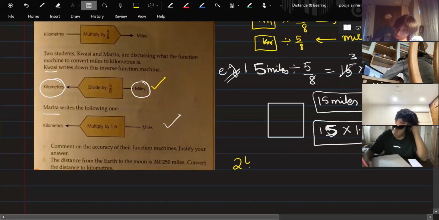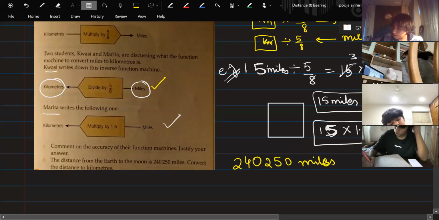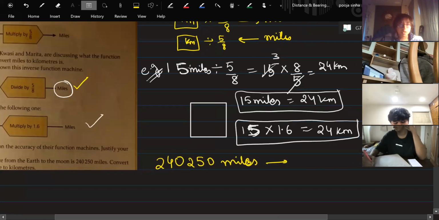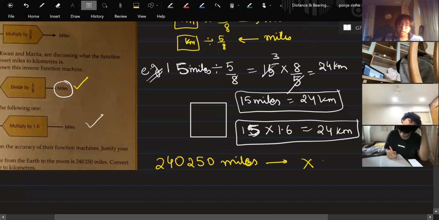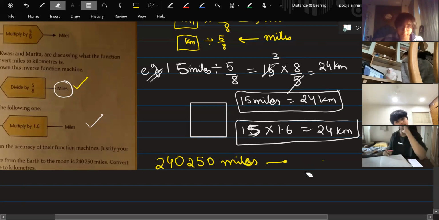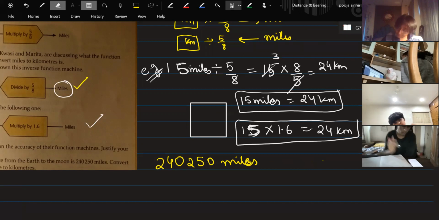It is 240,250 miles. Please convert it into kilometers. So what are the ways we can convert miles to kilometers using the same function? Either you multiply by 1.6, or divide by 5/8, right? I can choose whatever I feel like.